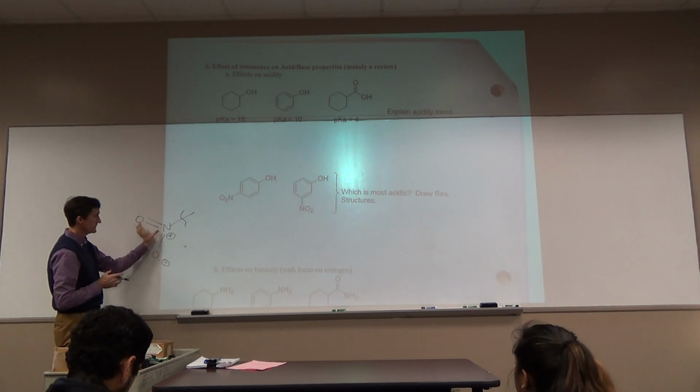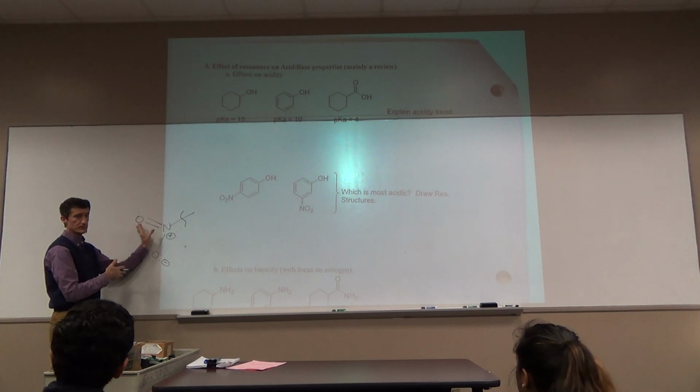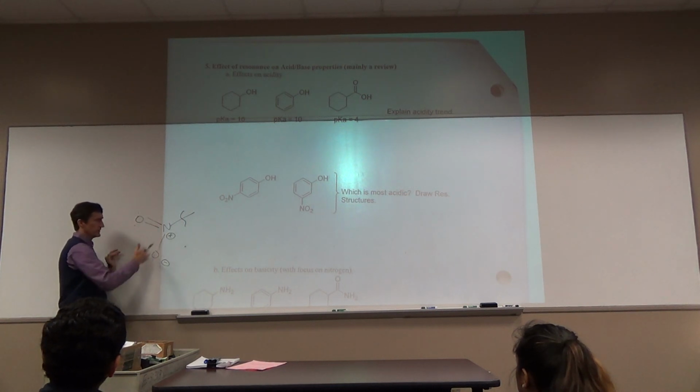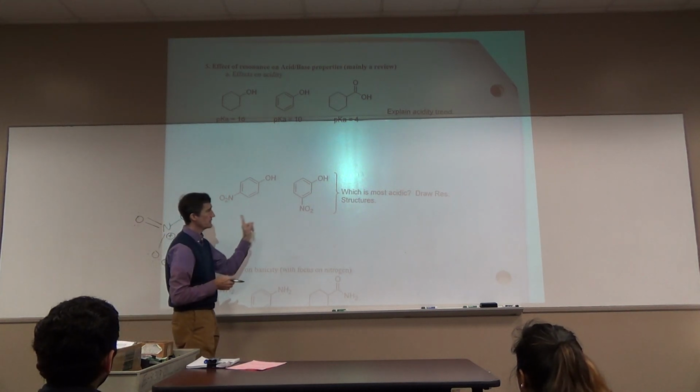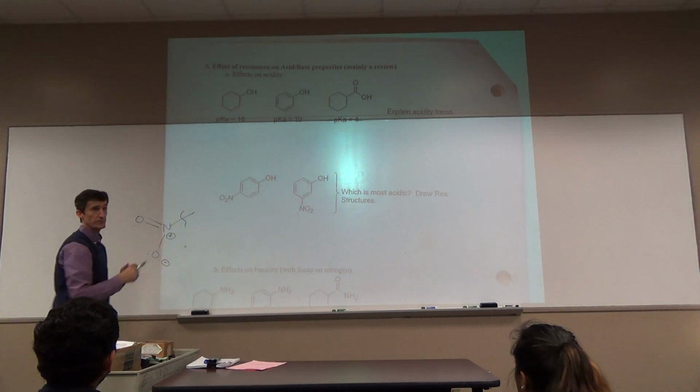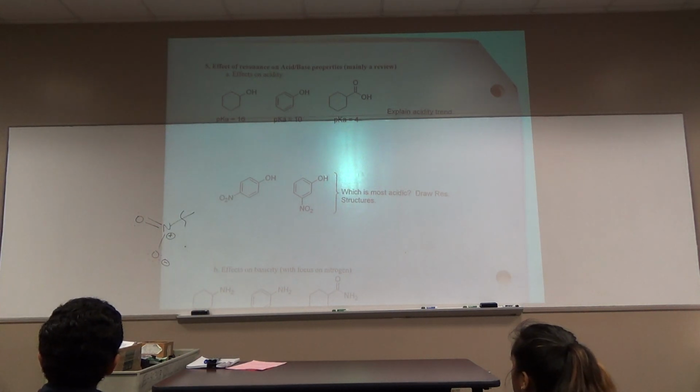But you have a pi bond here, well, in this fake structure, because you can draw resonance of the nitro group. You need to be able to draw resonance structures. This is just like the one before. Okay.